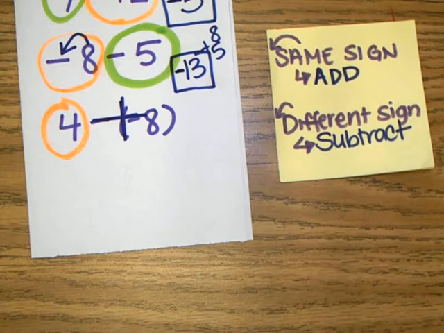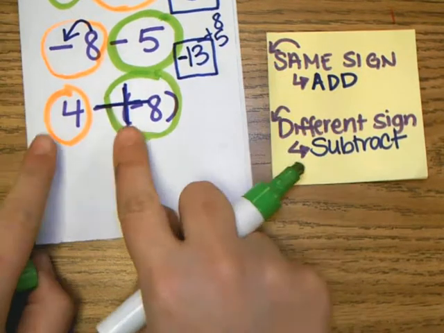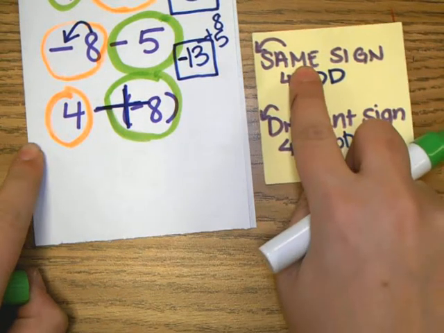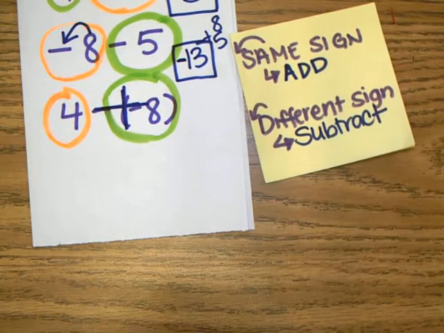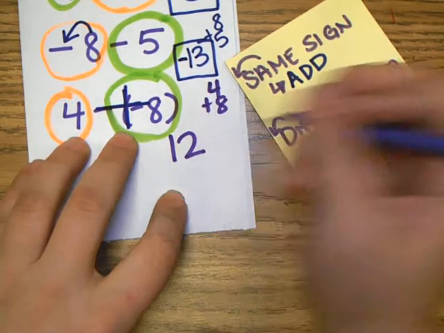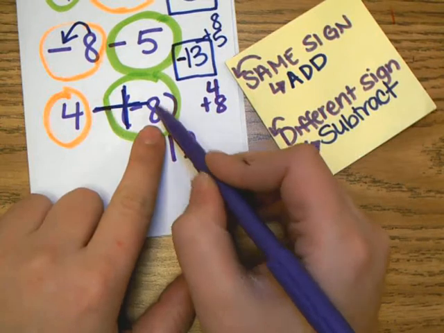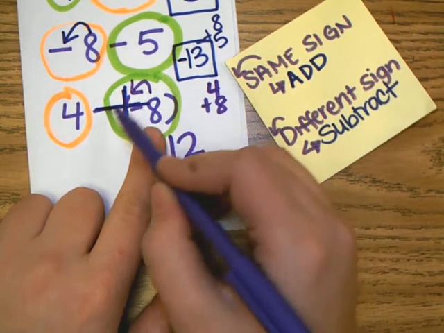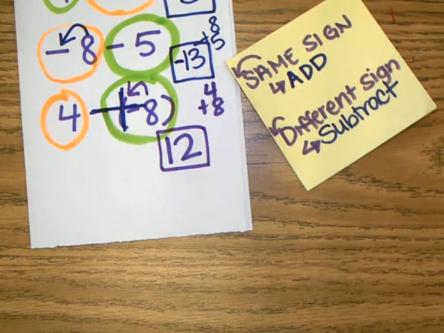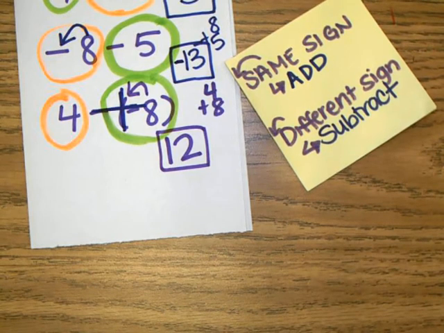Okay, last one. We have a positive 4. And then we have the opposite of negative 8, which is positive 8. So they're both positives. This is positive 4, this is now positive 8. So they are the same sign, so we're going to add them. So 12, and then we look in front of the larger number, which is 8, and it's a plus or a positive symbol, so positive 12.